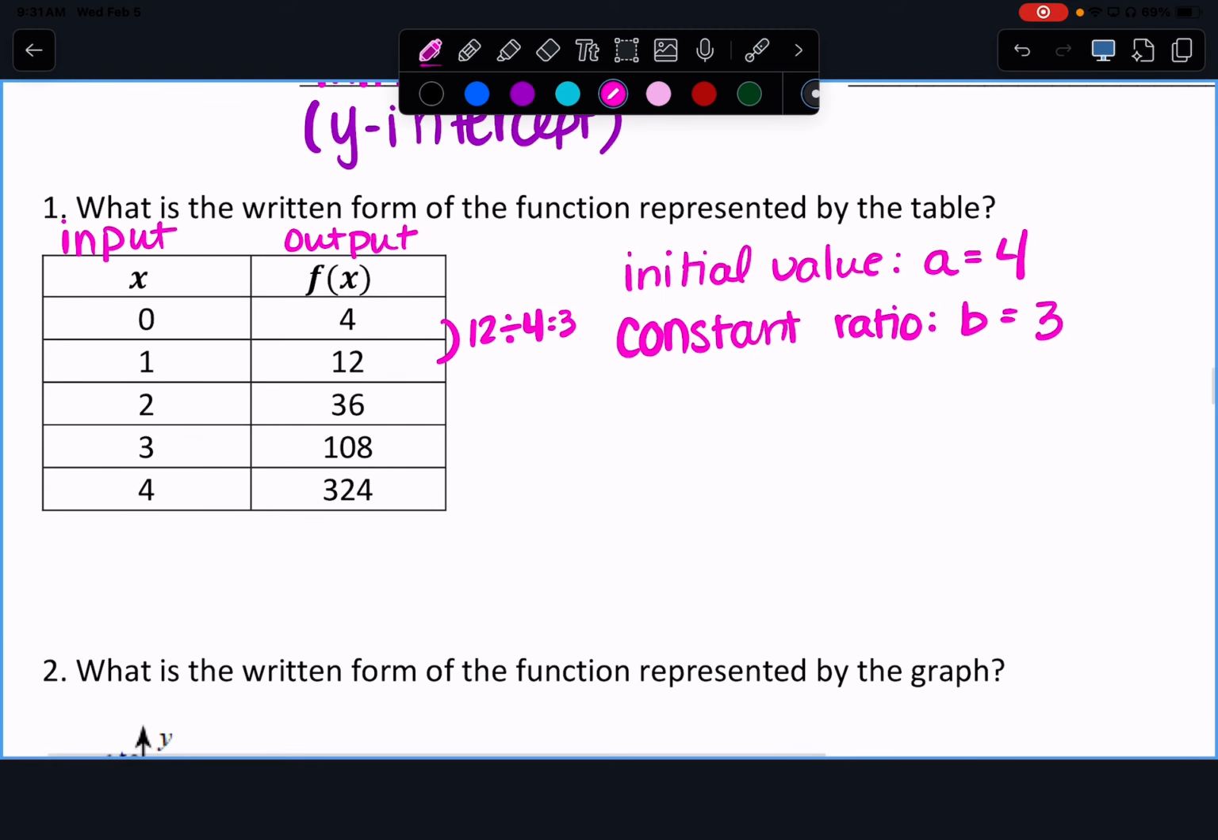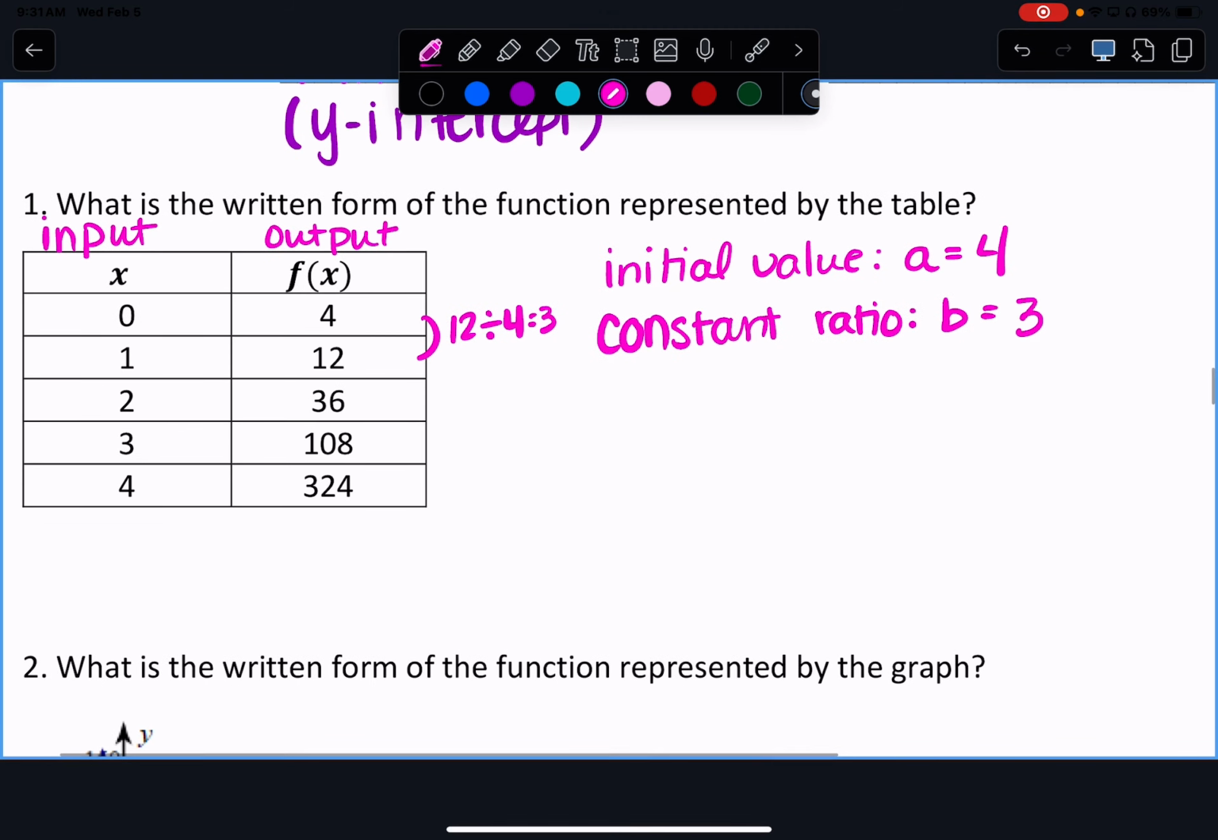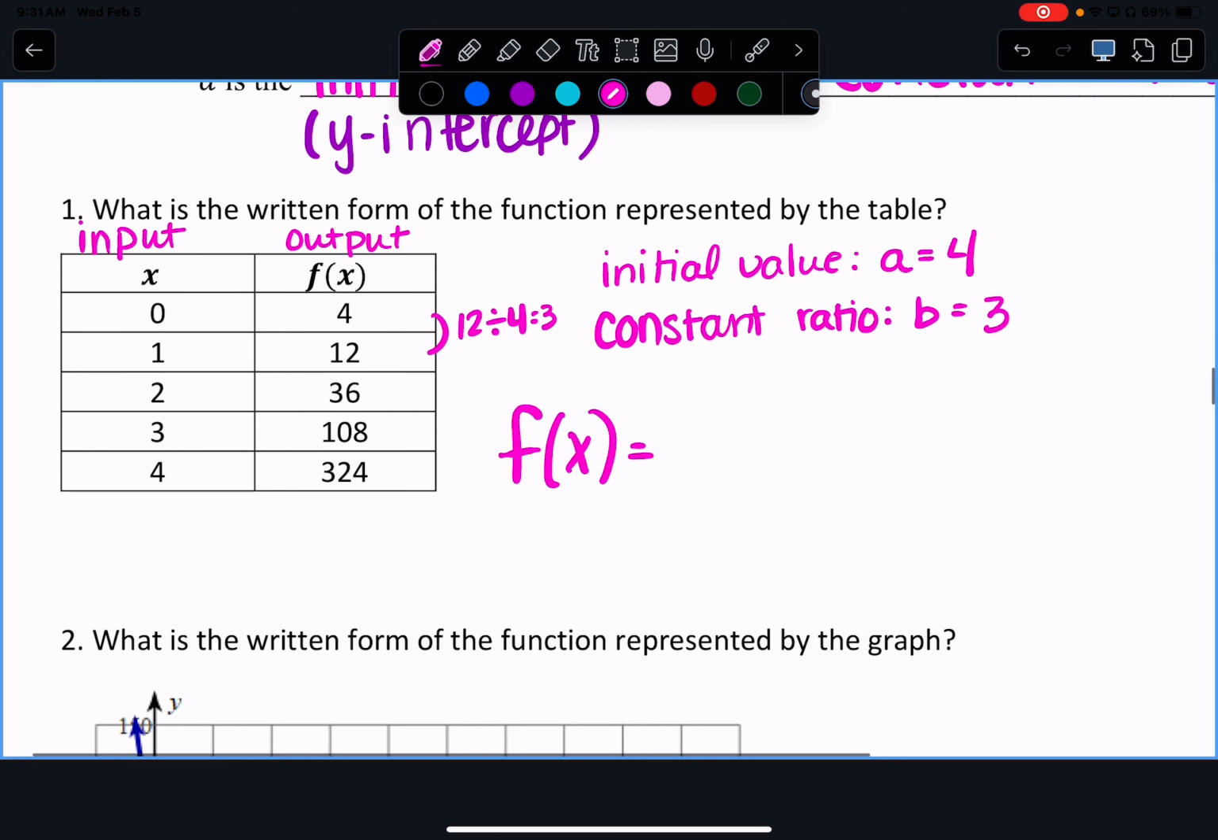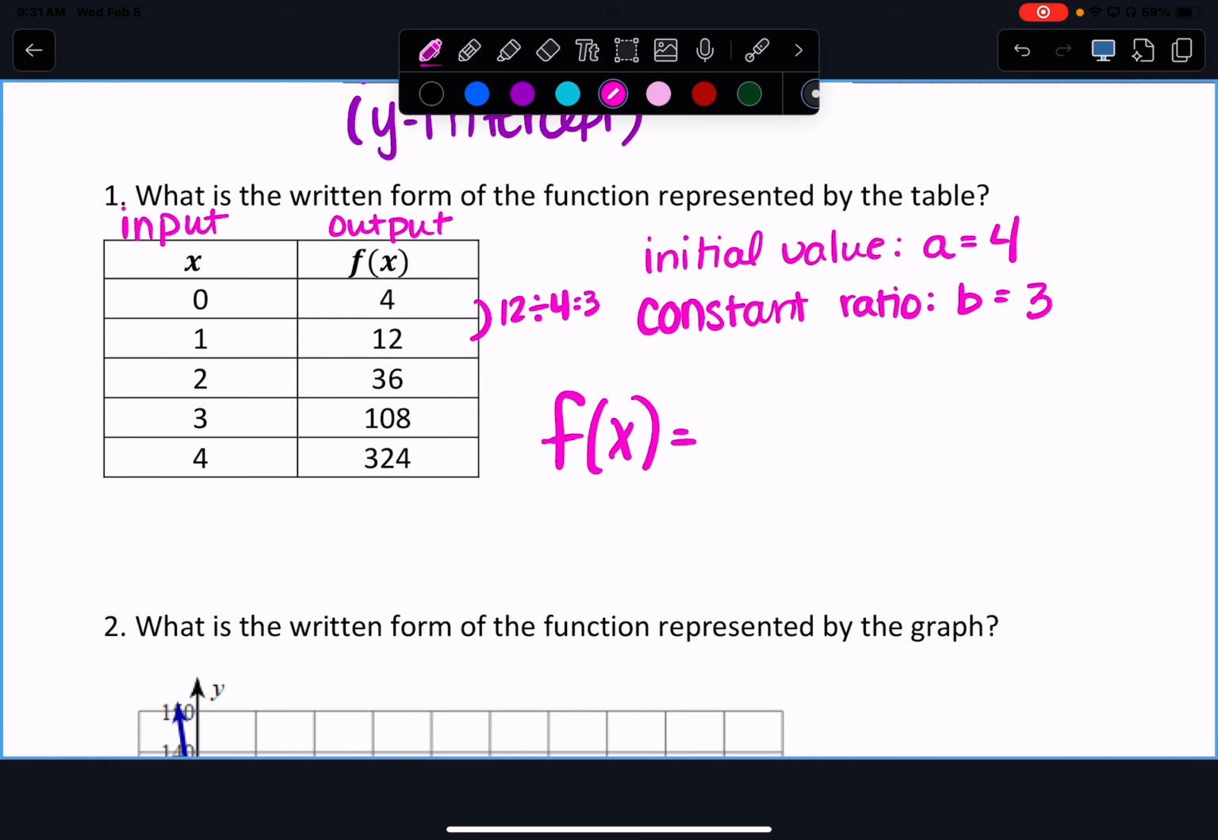All right, now we're going to write the equation for that. So for our function, what is my A? Your A, 4. So we're going to do 4 times 3 to the power of x. And that is our exponential function. The exponential function just means we're going to have an exponent, and that's where our x is going to be.